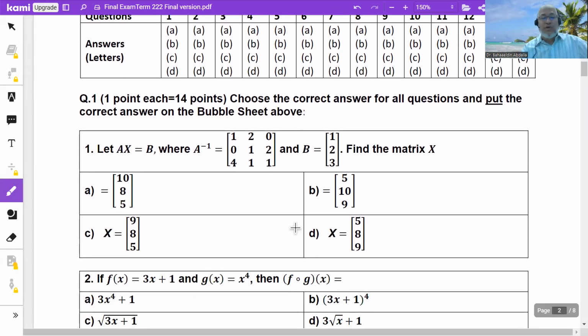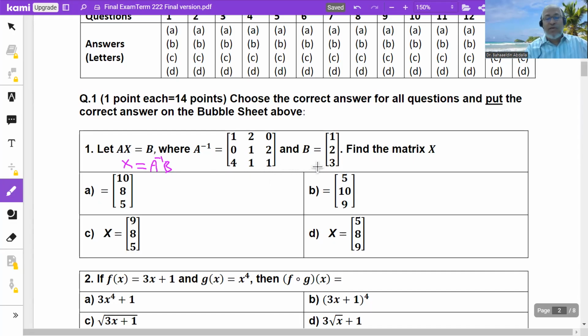So the first question: let AX equals B, where A inverse is given and B is given, find the matrix X. Whenever we have this matrix equation, we can solve it for X by multiplying by A inverse from both sides. So A inverse times A would be I times X, which is X, and here we have A inverse times B. So the solution of this equation would be X equals A inverse times B.